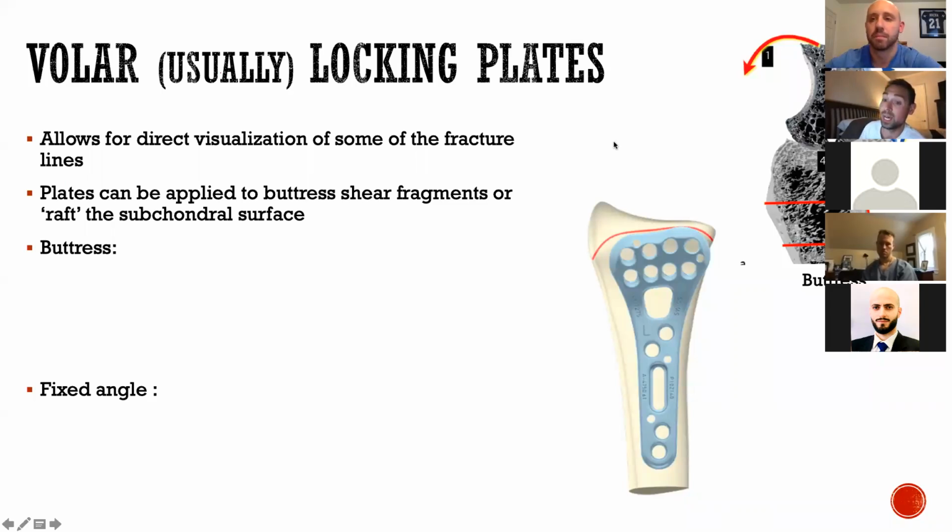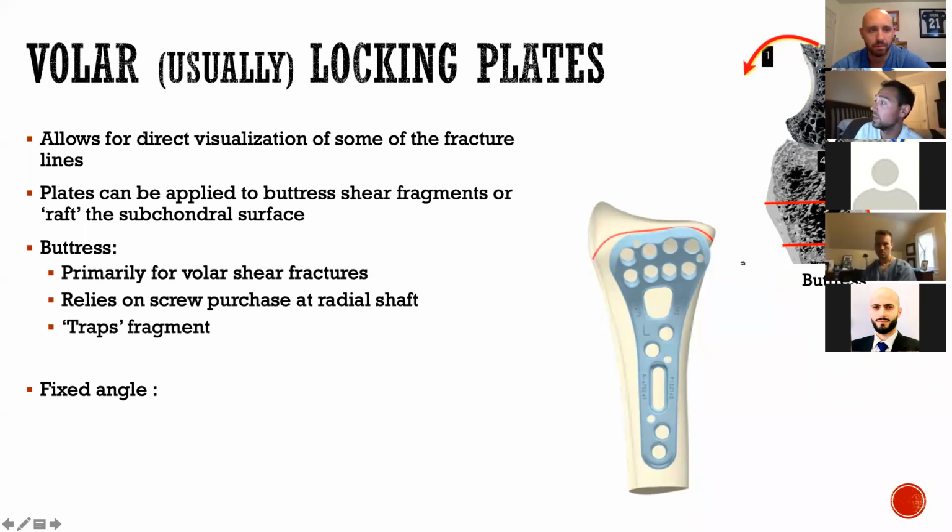and they're usually locking. They don't have to be locking. So when you go volar, you can look at some of the fracture lines, and this plate can really be applied in 2 different modes. The first is a buttress, and the second is basically fixed angle or sort of a rafting type feature. So a buttress fracture, right, is for anything that's usually a partial articular injury, right, that is liable to displace via shear forces.